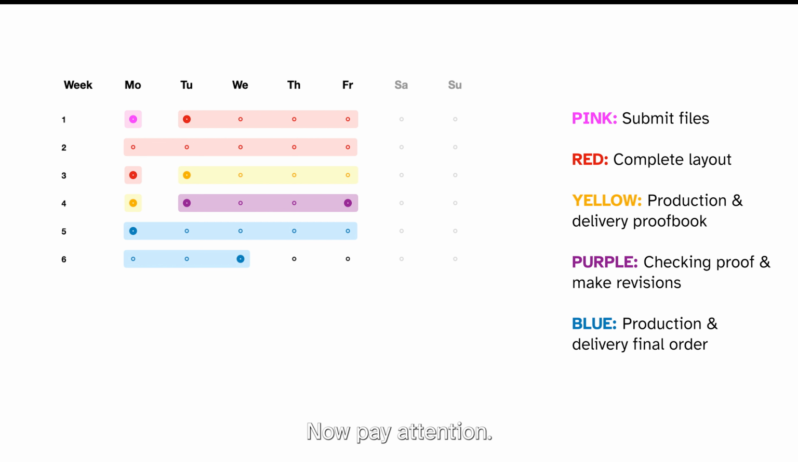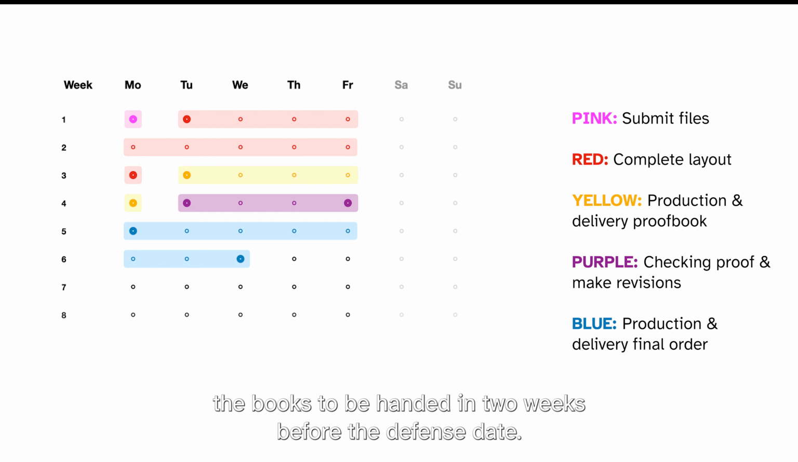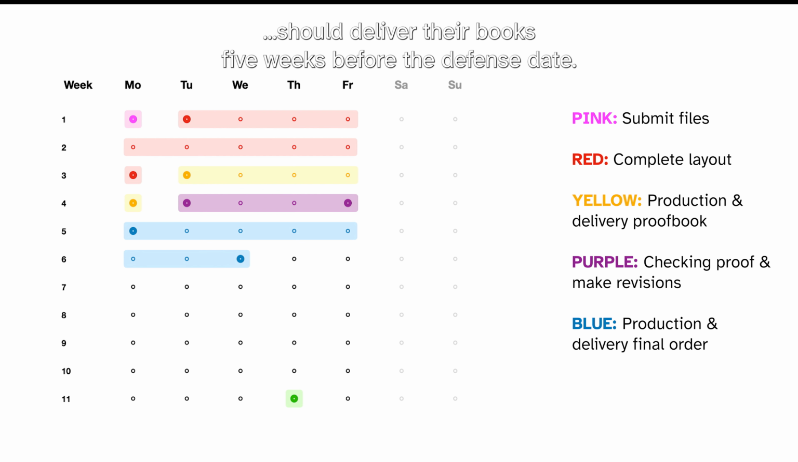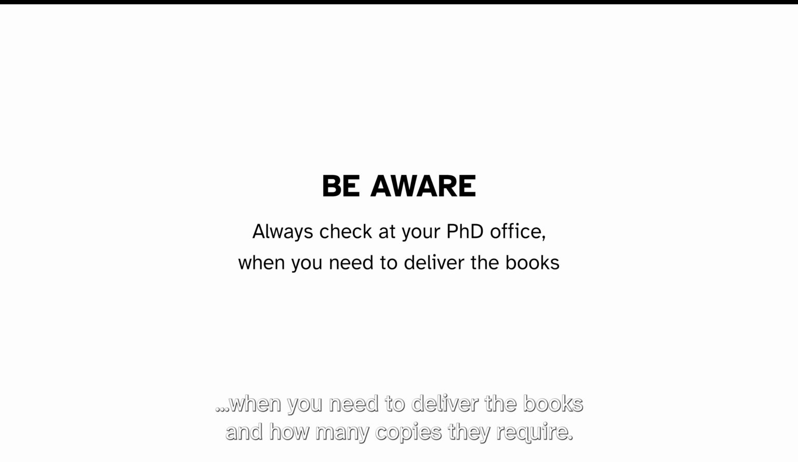Now pay attention. Depending on your university, you need to deliver an X amount of books to the PhD office. Every university also has different rules about when you need to deliver the books. Wageningen University demands the books to be handed in 2 weeks before the defense date. On the other hand, PhD students from Erasmus University should deliver their books 5 weeks before their defense date. Always check at your PhD office when you need to deliver the books and how many copies they require.